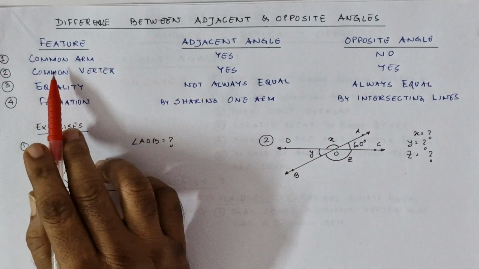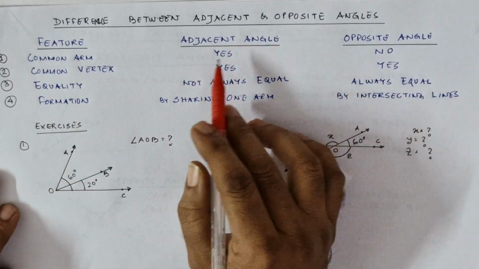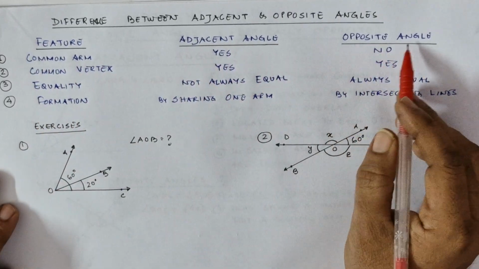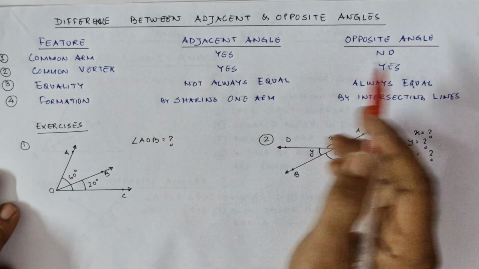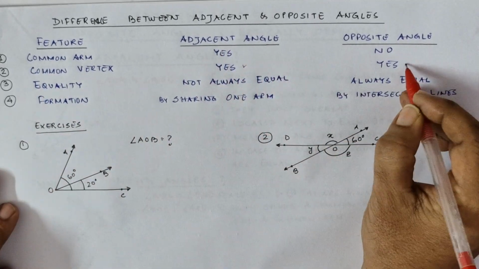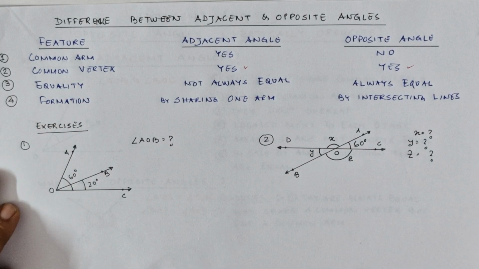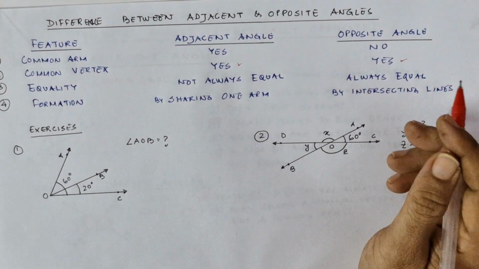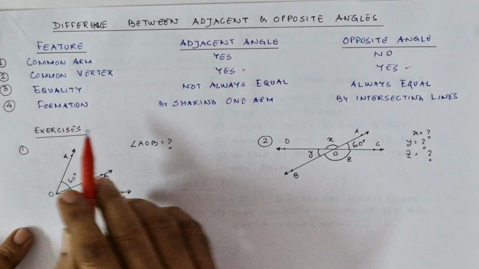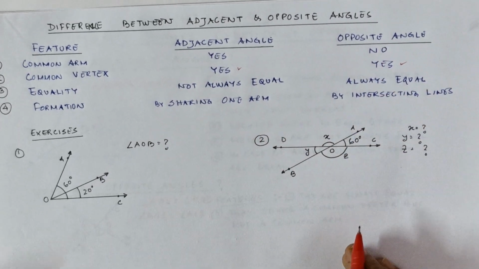Okay, so let's go through the differences between adjacent and opposite angles. Let's see the first feature, the common arm. For adjacent angles we have a common arm, but for opposite angles we do not have a common arm. Do we have a common vertex for both cases? Yes, we have a common vertex. Equality: are adjacent angles equal? No, not always. For opposite angles, always. Formation: adjacent angles are formed by sharing one arm, and opposite angles by intersecting lines.